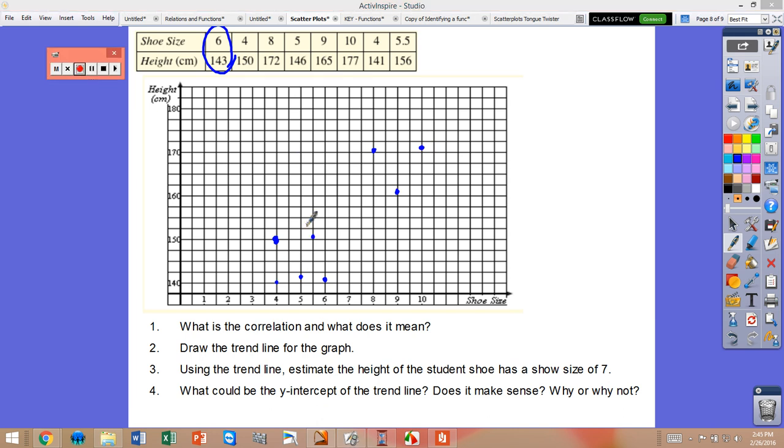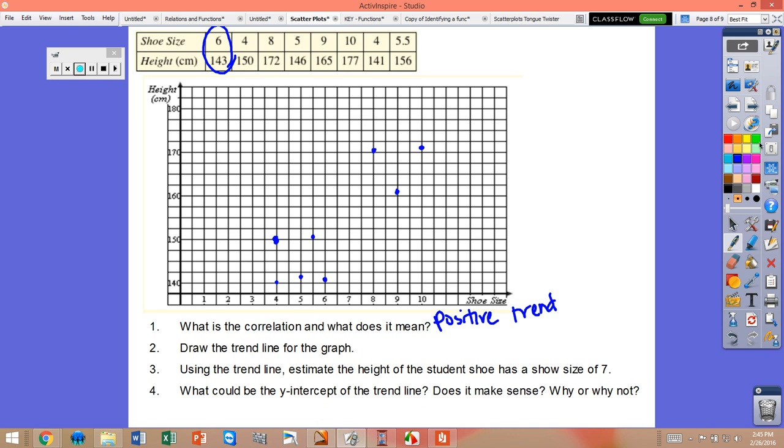Alright, so I went ahead and plotted the rest of them so you can see this here. So what is the correlation? It looks like you have a positive correlation. It's increasing from left to right, or a positive trend. And it basically means that the bigger the shoe size, the taller you are.